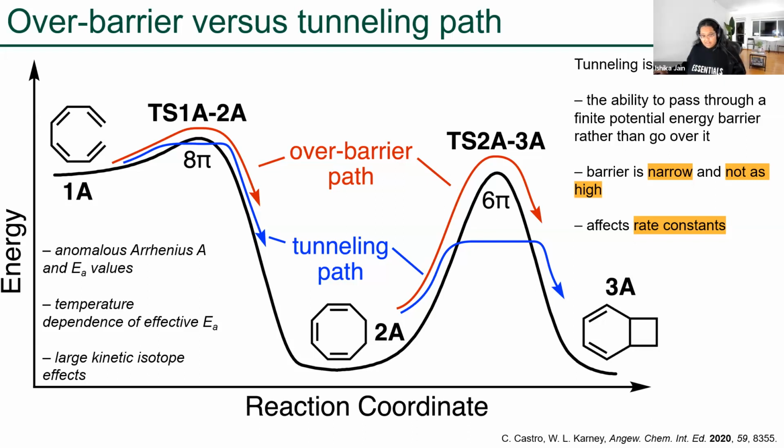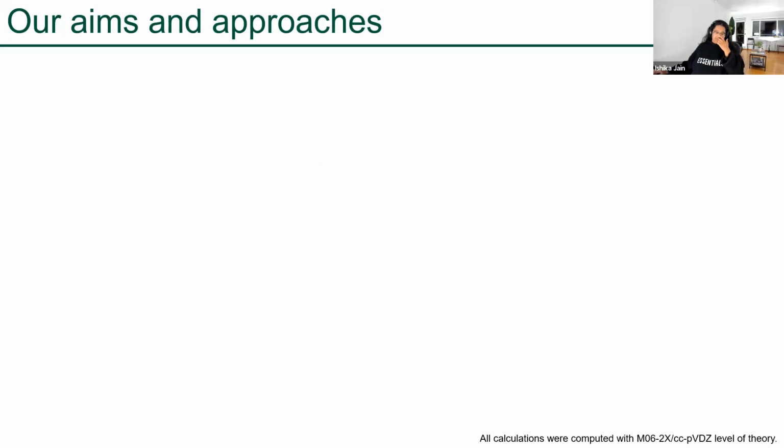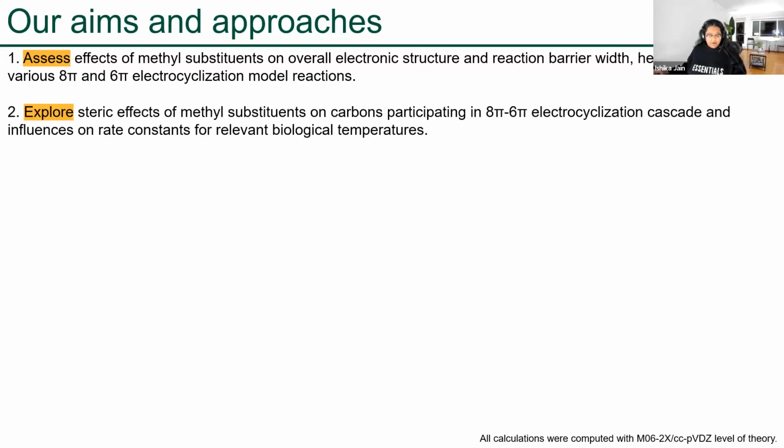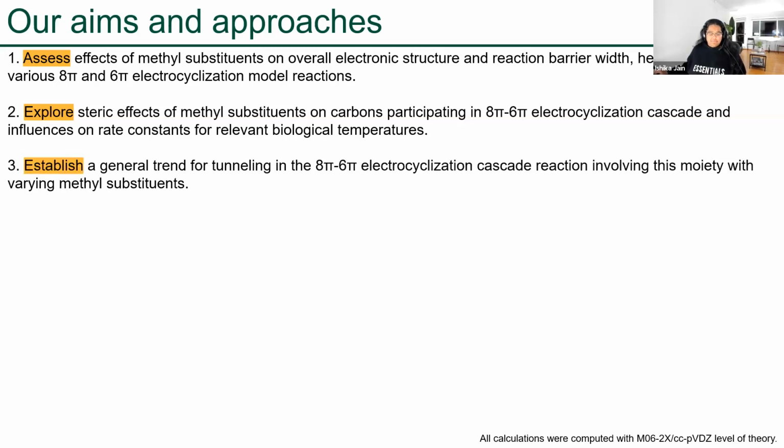But in order to explore tunneling in the 8 pi, 6 pi cascade, we wanted to explore structures that mimic these natural products and the different methyl groups on them, right? So first, we need to assess what happens to the structure when we add these methyl groups. Second, we need to explore the effects of these methyl groups on carbons that end up joining together when they cyclize, both in the 8 pi and 6 pi part, right? And third, we wanted to establish trends and probabilities for tunneling in this cascade. Or, to boil it down, what causes reactions to take this shortcut, right?